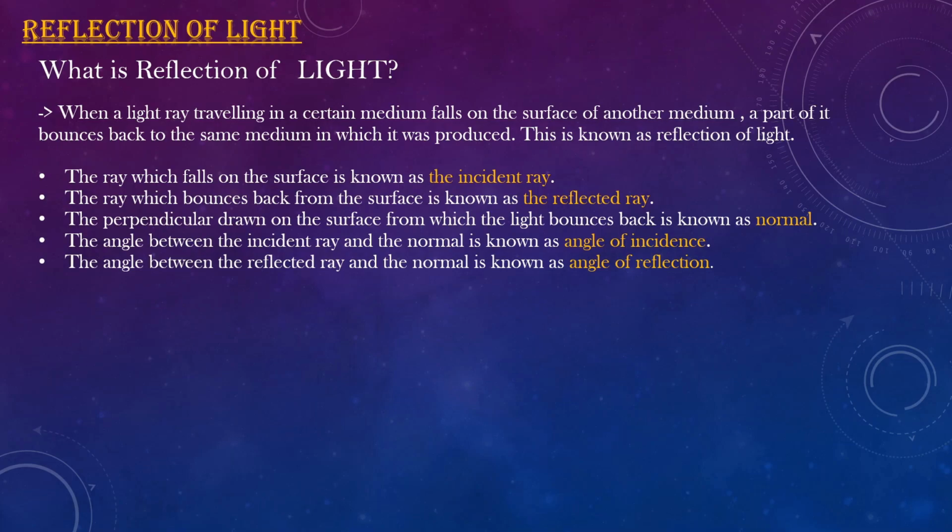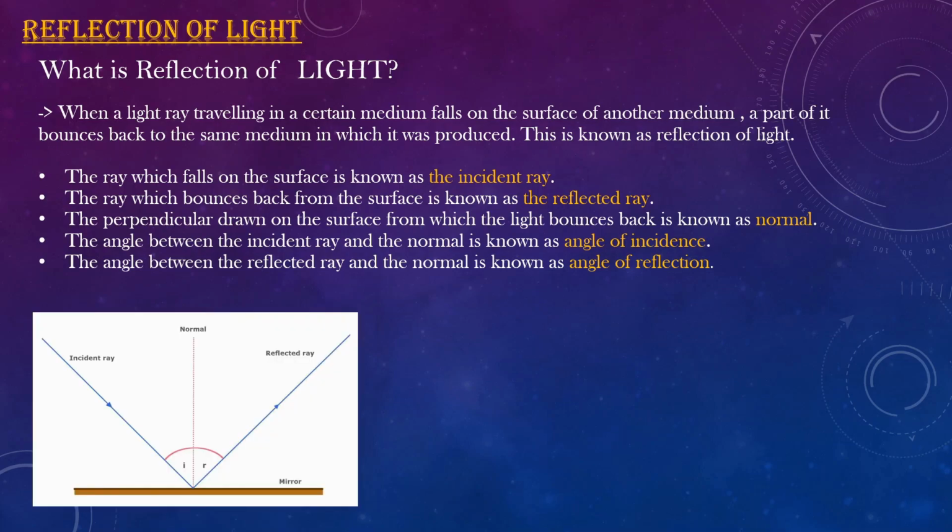When a light ray traveling in a certain medium falls on the surface of another medium, a part of it bounces back to the same medium in which it was produced. This is known as reflection of light. The reflection of light has certain terms.